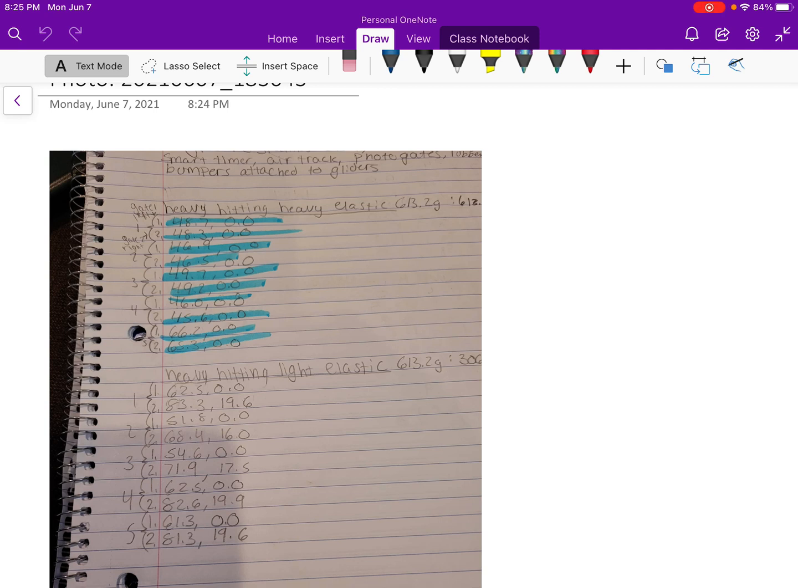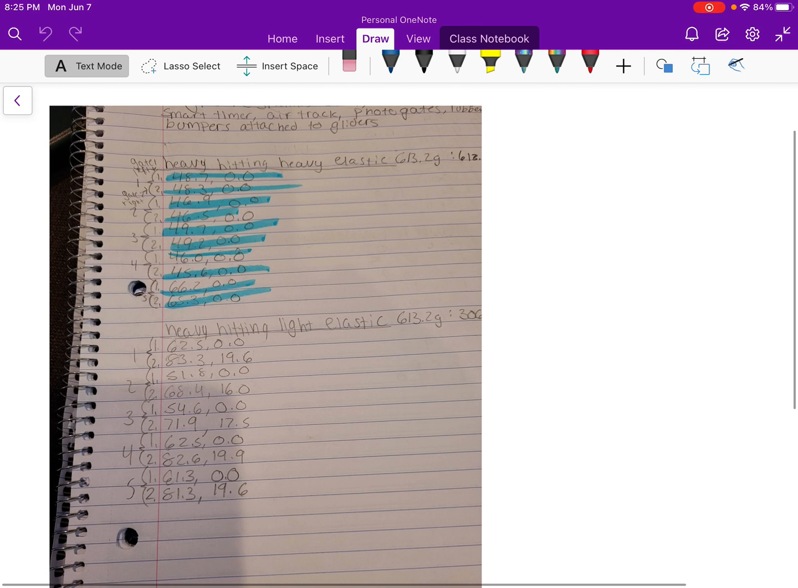Okay, so this is for a particular student, but it also applies to everyone else. This is the momentum conservation lab where gliders were collided into each other and then they pass through photo gates to get their speeds collected. So we're looking at a heavy hitting heavy collision, and we have these photo gates giving these numbers. So here's one particular number.